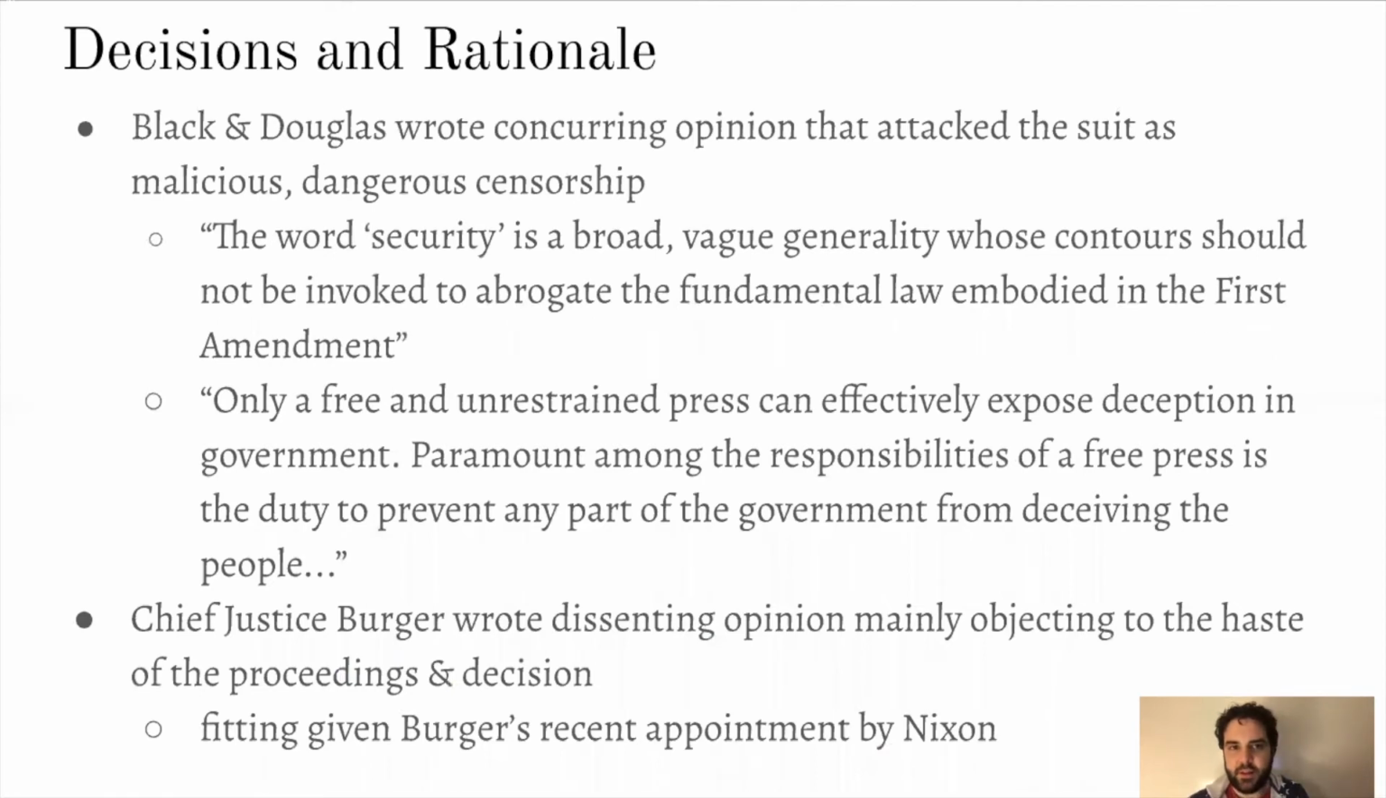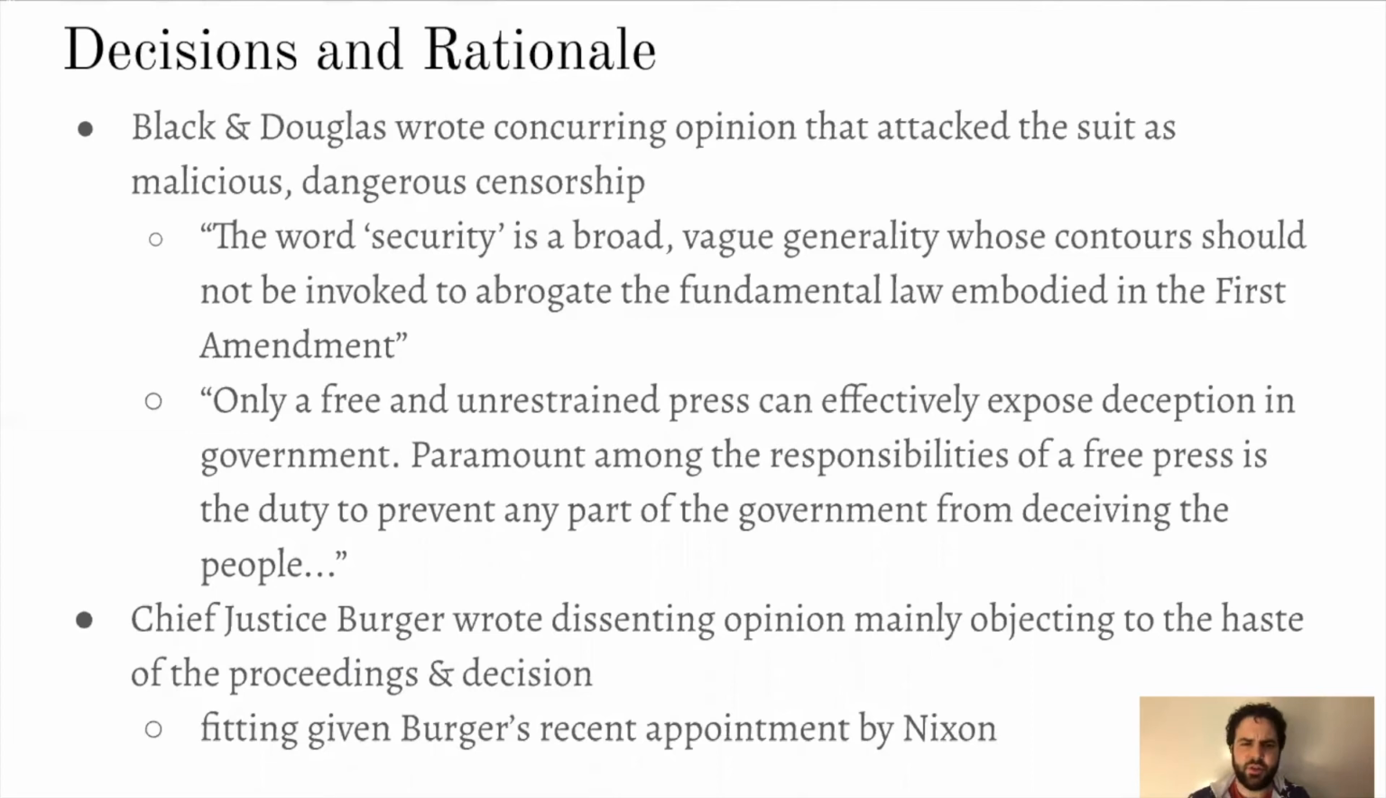Justices Black and Douglas wrote a concurring opinion that was extremely strongly worded, and they not only supported the decision, but took pains to go after the US's argument, saying this was really a dangerous action, that this set a precedent for administrations to use security in such a broad frame that it would allow them to do almost anything to limit speech.